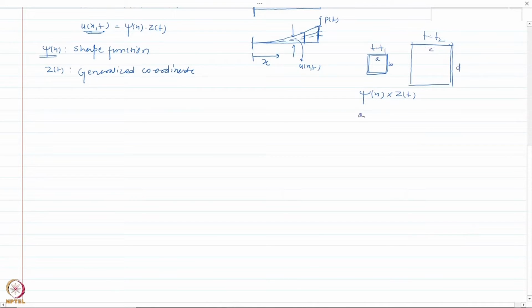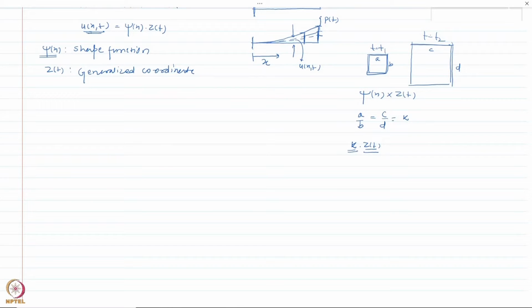Okay, so let us say A by B is equal to C by D equal to some quantity. Let us say some aspect ratio is K. So if we can represent the total size as K times some time variation, all I need to do is find out this time variation, and if I multiply this with the shape of the body, it is going to give me the overall size.